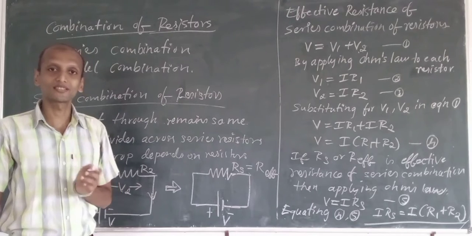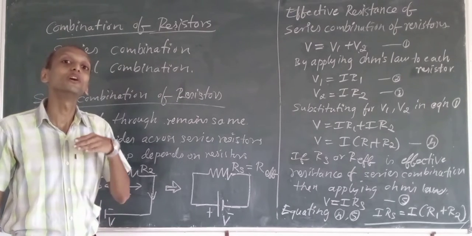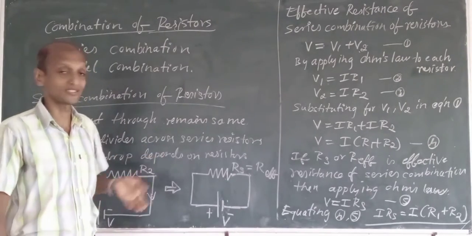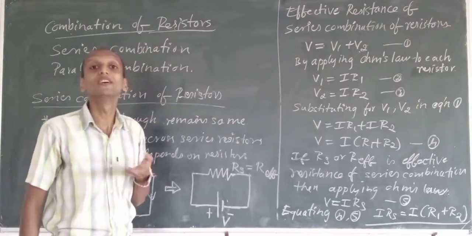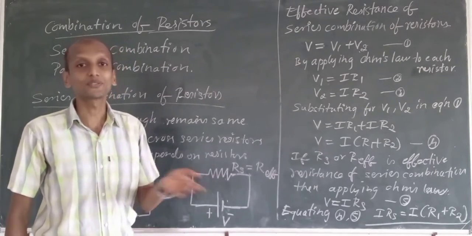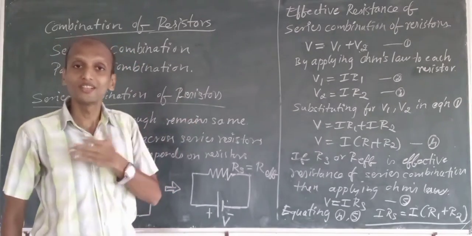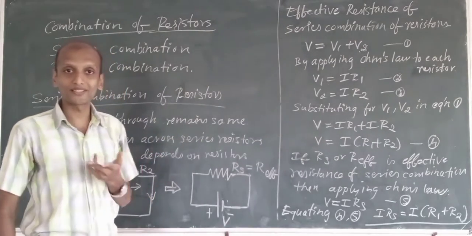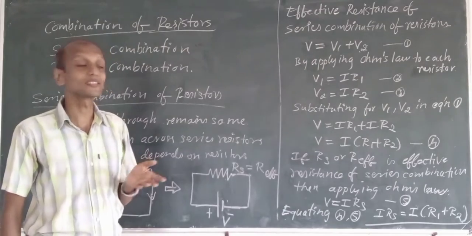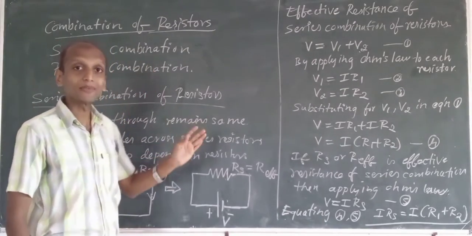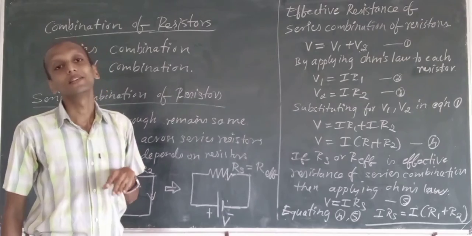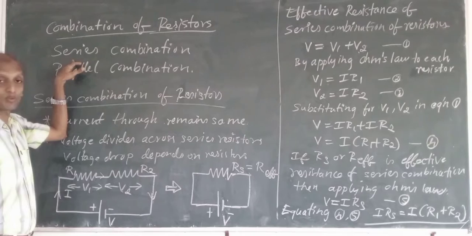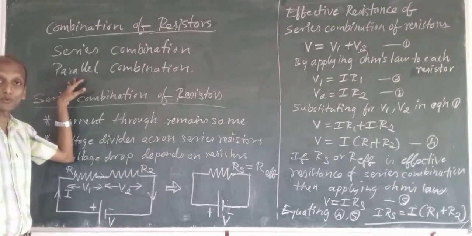If I have one resistor, then no problem. But if I have two or more than two resistors or resistances, then comes the combination of resistors. Now if I have two resistors, I can connect them in series or in parallel. One combination is called series combination, the other is called parallel combination.